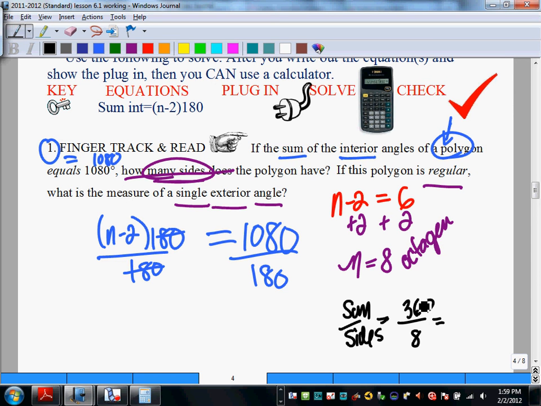Let's see, 8 goes into 36 about how many times? About 4. We got 32, so now I've got a 40. 8 goes into 40 five times. There's your answer, 45 degrees.